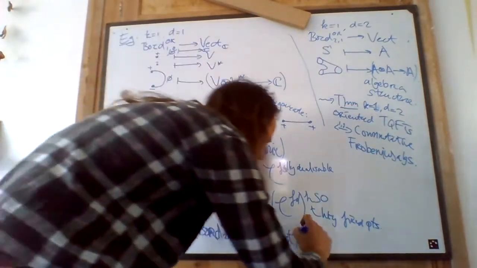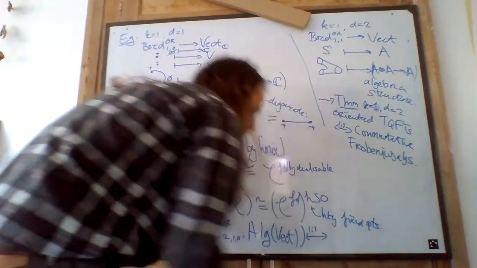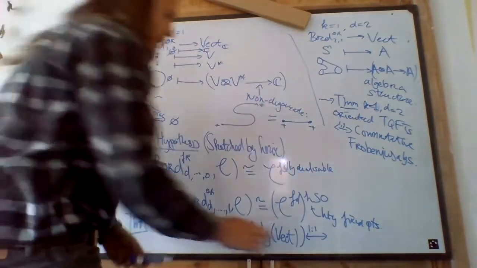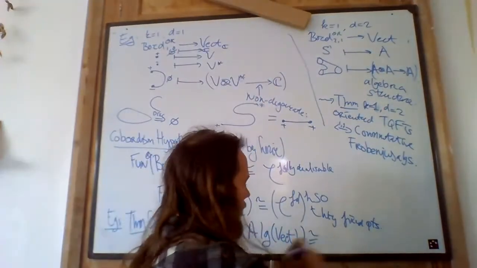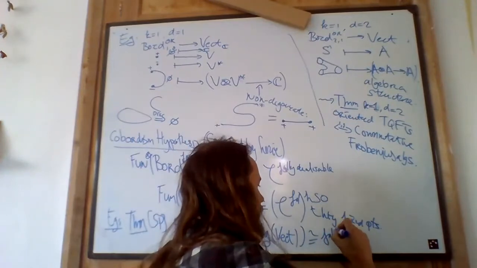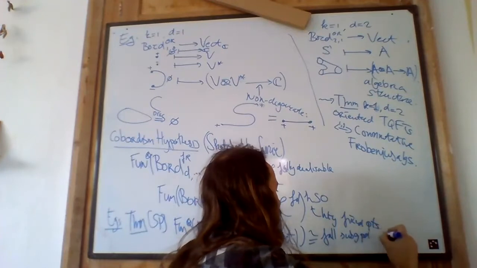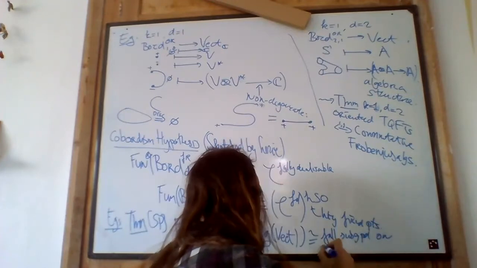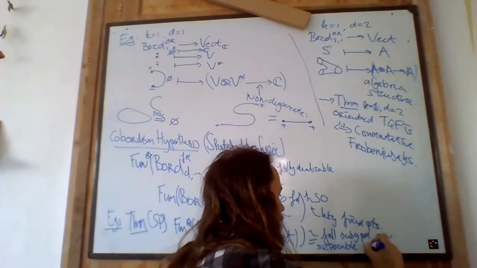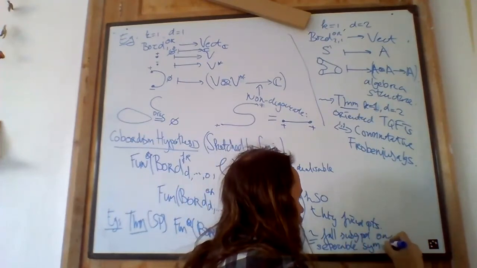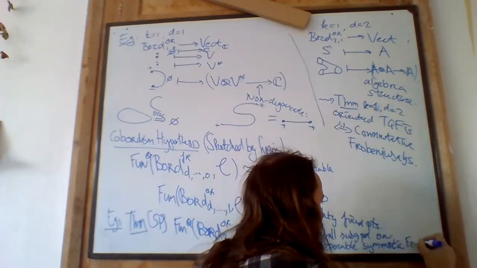So if you look at those, they correspond to, or that's equivalent to, the full subcategory, or full subgroupoid, on so-called separable symmetric Frobenius algebras.